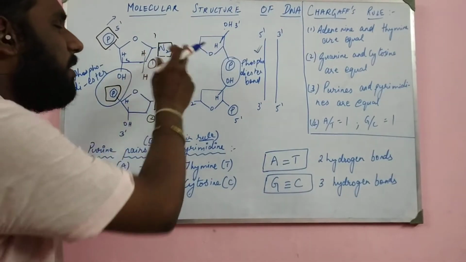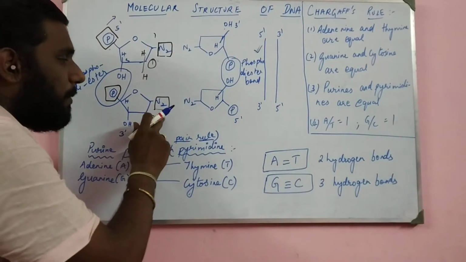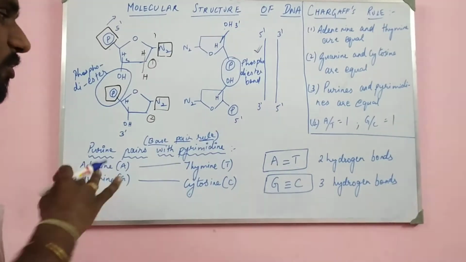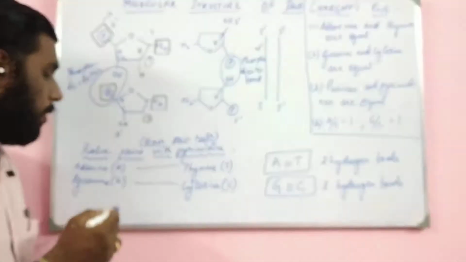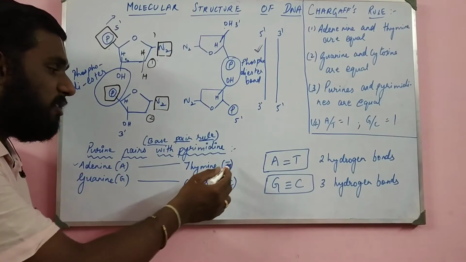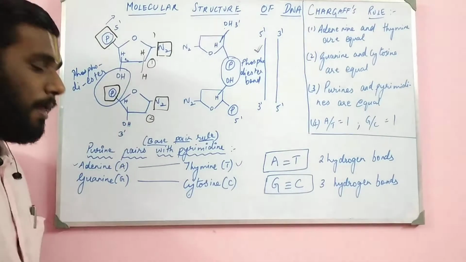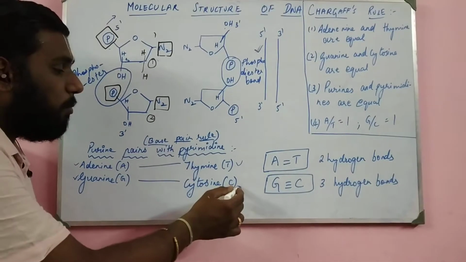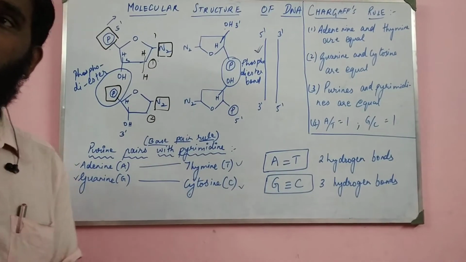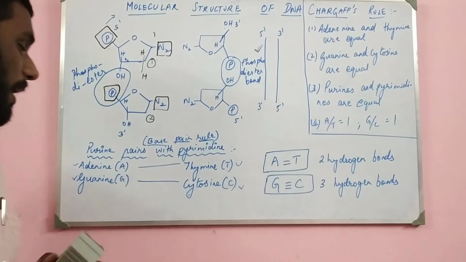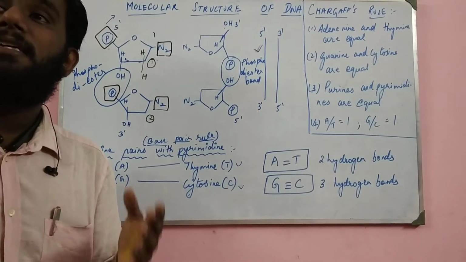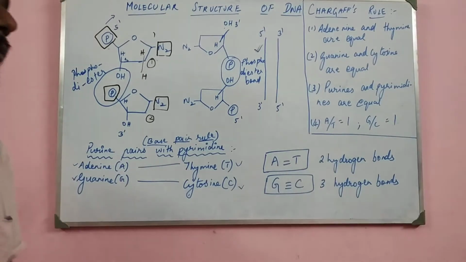to be a purine here, there will be a pyrimidine here. If it is going to be a pyrimidine here, there is going to be a purine. So it is going to be alternate. As per the base pair rule, adenine always bonds with thymine and guanine always bonds with cytosine. So this is called the base pair rule. Adenine always bonds with thymine and guanine always bonds with cytosine. So this is a very, very important rule.